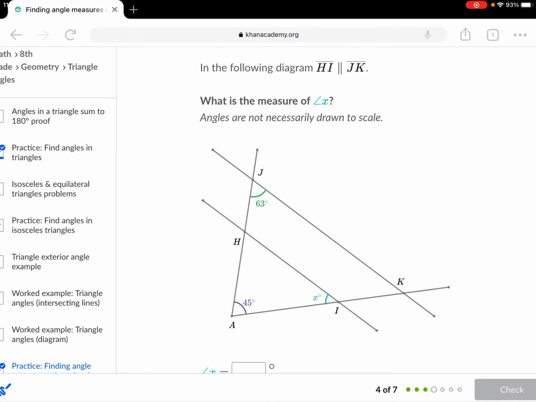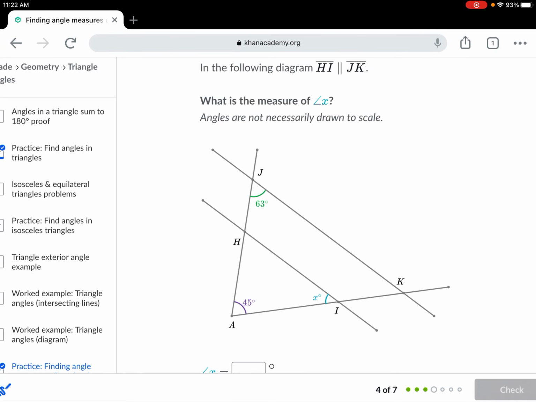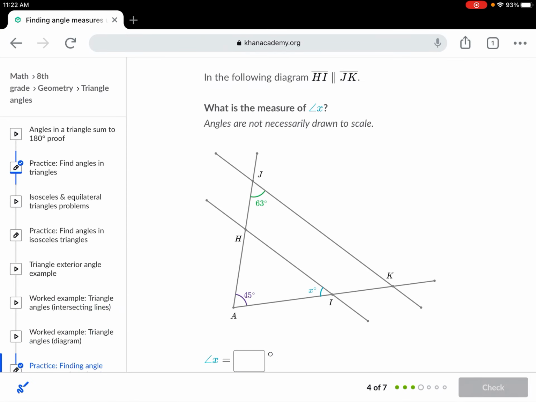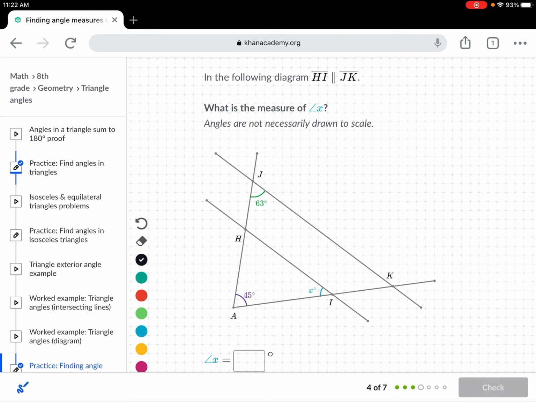We have another diagram where we have two triangles in this problem. I will outline them for you. Let's zoom out a little bit. So we have two different triangles. We have this teal triangle that I'm outlining. And we also have this magenta or purple triangle, however you want to think about it. We have this smaller triangle. And we want to find the value of X.